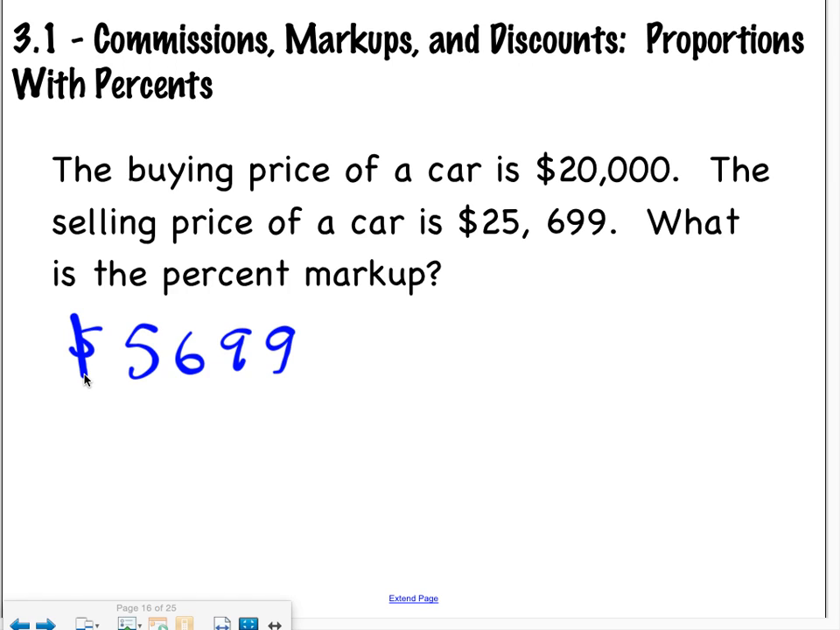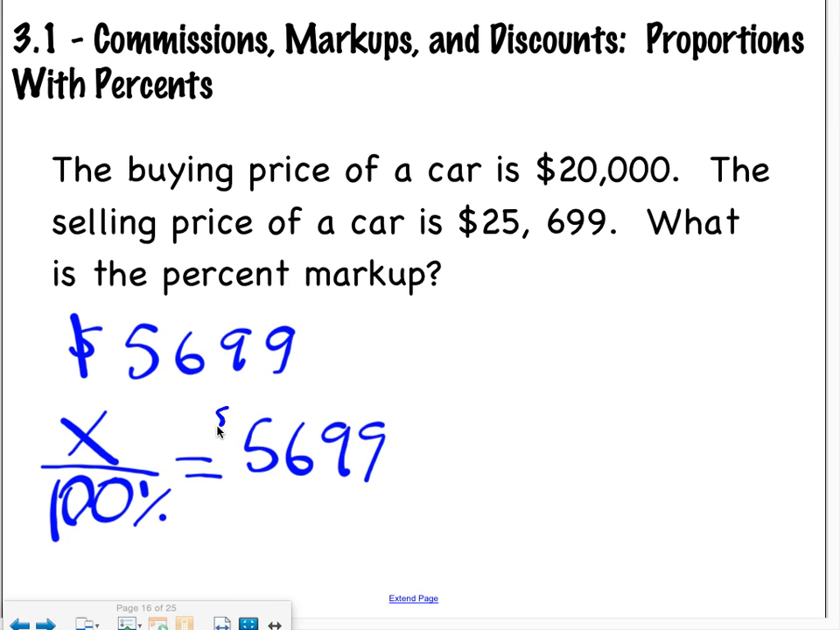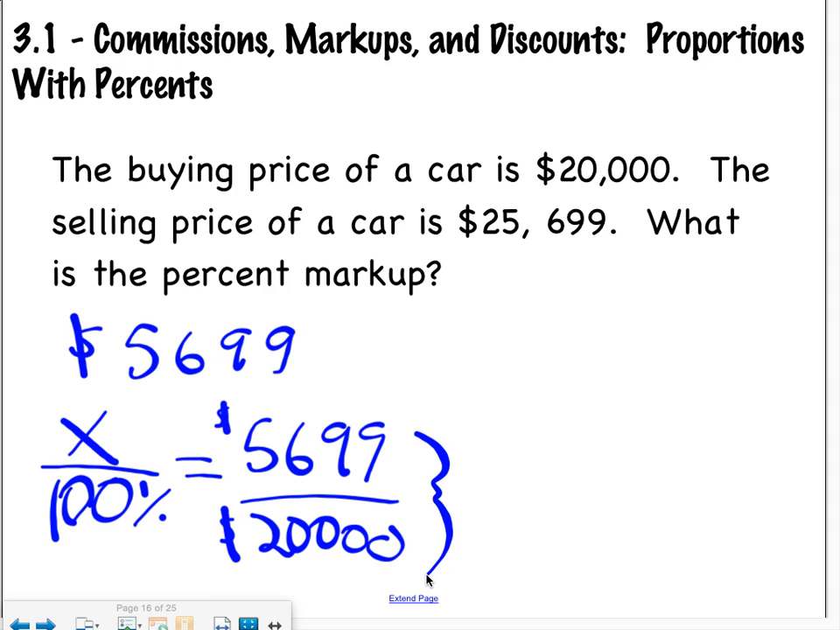So two ways we can solve this problem. So x over 100%. So this is some percentage out of x or out of 100 equals 5,699 out of 20,000, right? So some percentage of 100 equals this, and it'll tell us what percent 5,699 is out of $20,000. All right, so when you solve for this, you get approximately 28.5%.